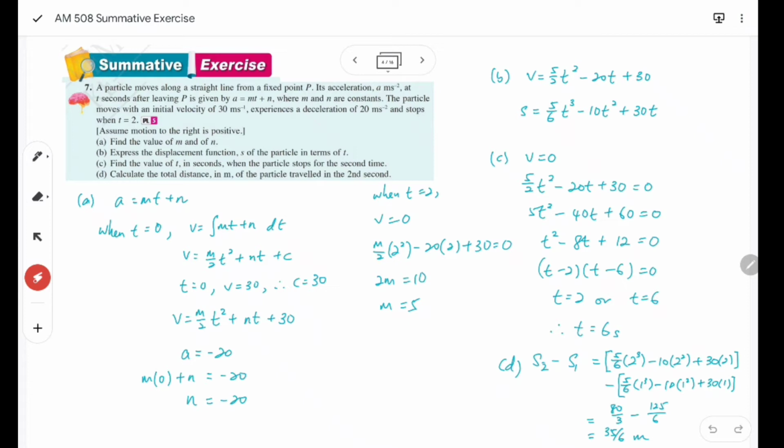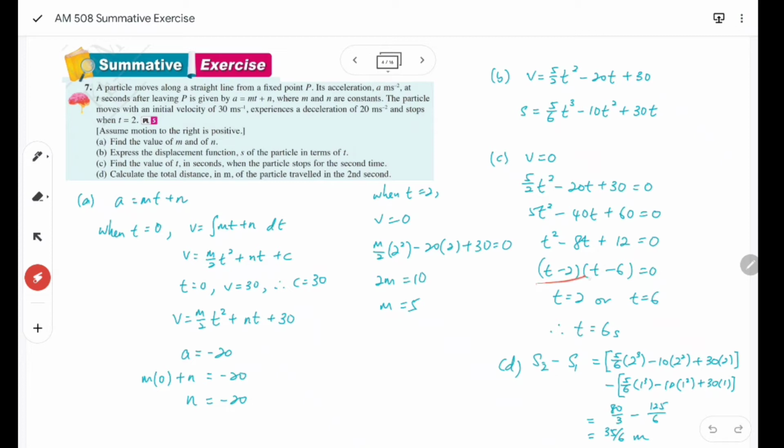C. Find the value of t in seconds when the particle stops for the second time. So when the particle stops, it means v equals 0. And we get 5 over 2 t squared minus 20t plus 30 equals 0. We times by 2 so that I don't have fractions here. So we get 5t squared minus 40t plus 60 equals 0. And we see a common factor of 5 here. Therefore, everything divided by 5, we get t squared minus 8t plus 12 equals 0. And now we can do factorization easily.